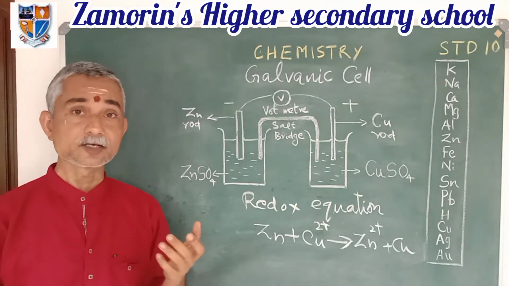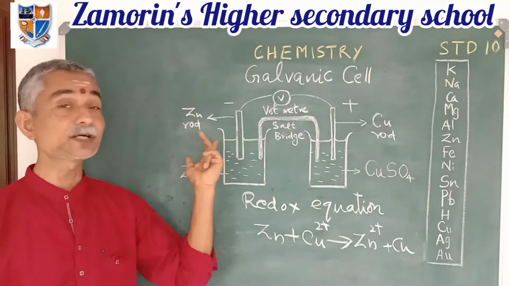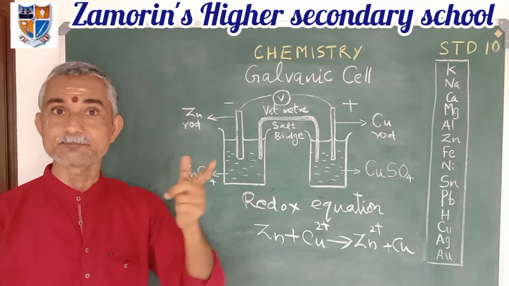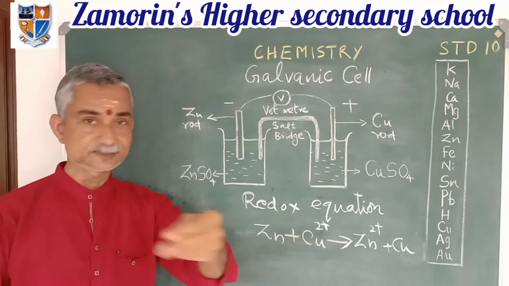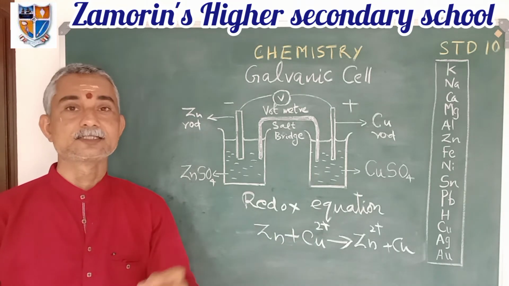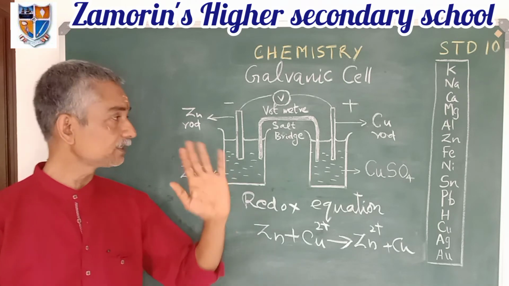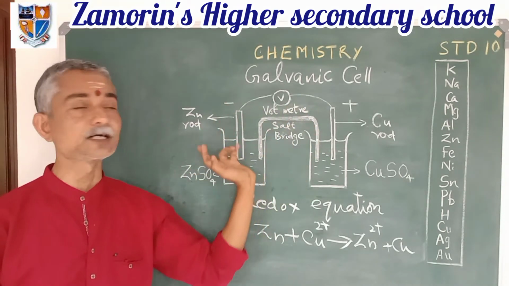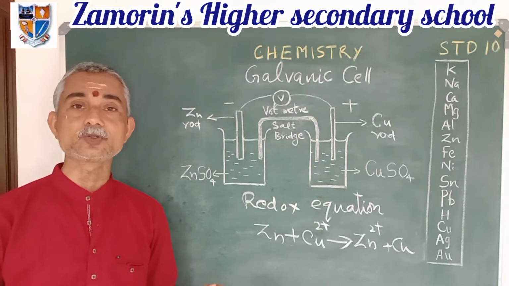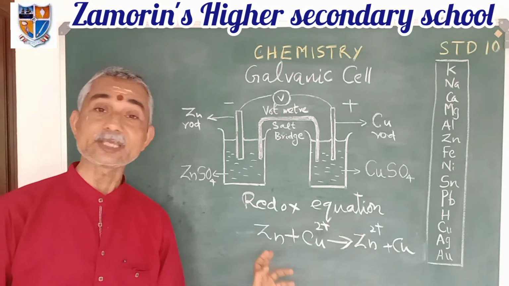In this manner, you can construct a galvanic cell with copper and silver. At that time, copper is more reactive than silver. The parts are given, that is silver nitrate, copper sulfate, all these things are given. Try to draw a figure like this and mark the electron flow and the electrolyte. Okay, write the redox equation also.